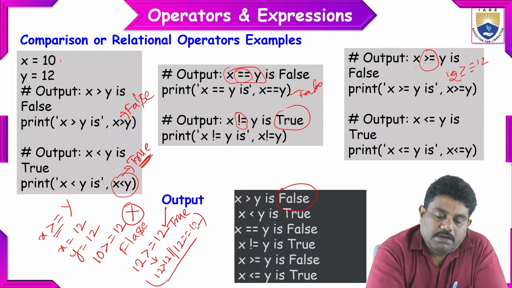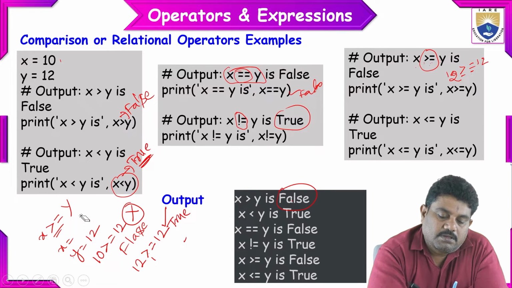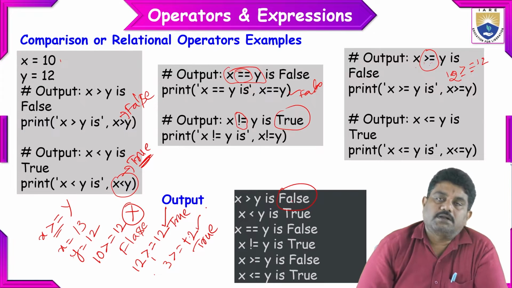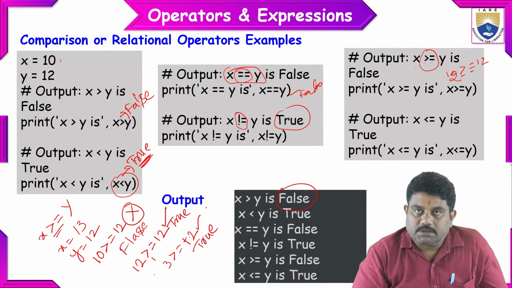In another case, for example, x is 13. In this case we can write: 13 is greater than or equal to 12. Yes, 13 is greater than 12. The first condition is satisfied, as 13 is greater. So this condition is true and it returns true. Like that, x greater than or equal to y works.